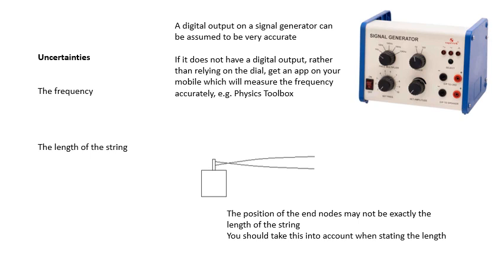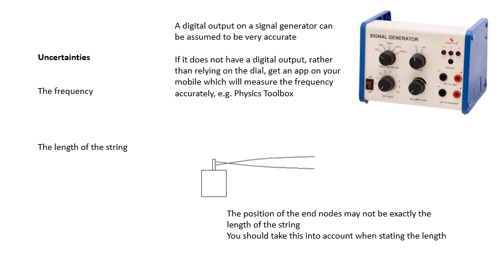Or better than that, get an app on your mobile phone. What you should do if you're an A-level physics student is get Physics Toolbox on your mobile phone. Download it, and you can use your phone to measure magnetic field strength, acceleration, light intensity, frequency. It's an amazing thing, Physics Toolbox. So you could use that to get the frequency, and that would be a very accurate way of doing it, with very little uncertainty.